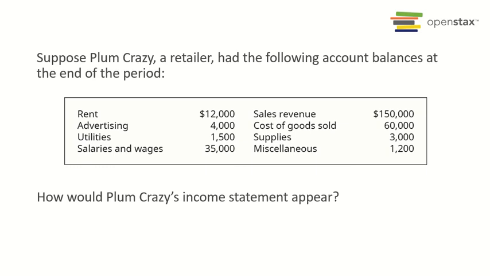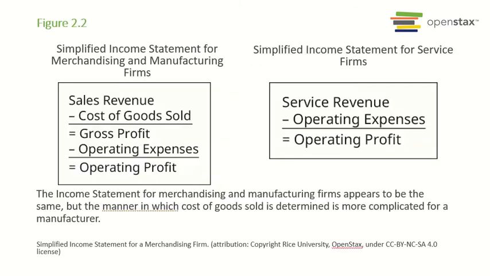Let's look at an example. Plum Crazy, a retailer, had the following account balances at the end of the period. We need to use this information to put together the income statement. So for a retailer, remember the income statement for merchandising firms is sales revenue minus cost of goods sold equals gross profit, minus operating expenses equals operating profit.